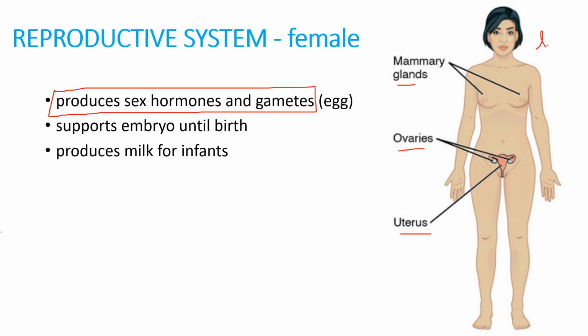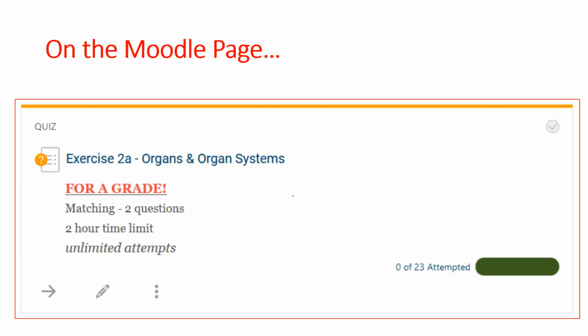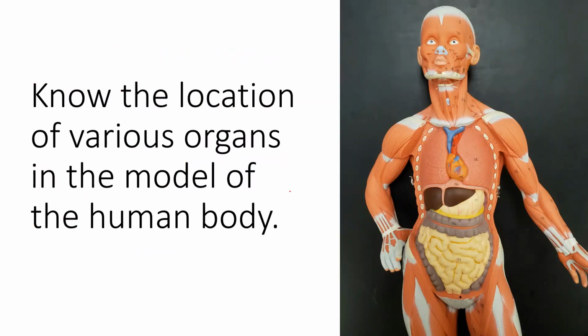Now, once birth happens, once the baby is born, then the female will produce nutrients for the infant called milk. So all of these are also functions of the female reproductive system. Now, you've got some exercises on the Moodle page to help go over this.